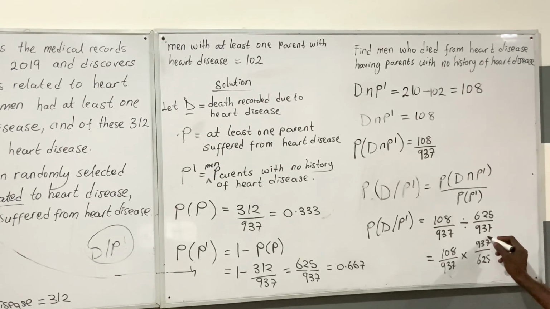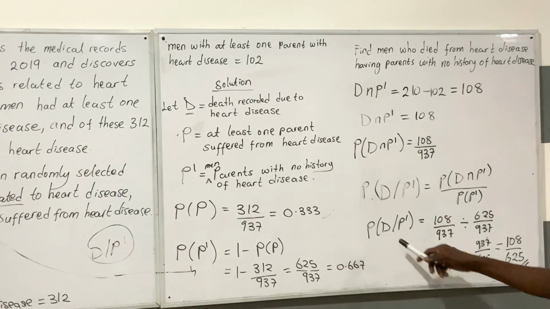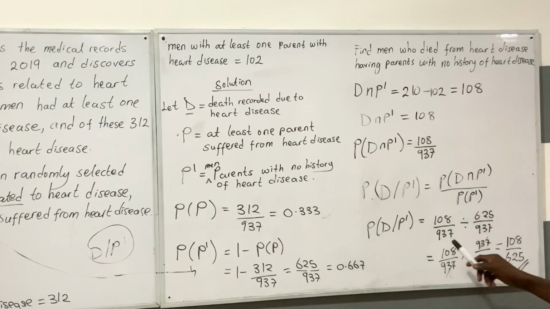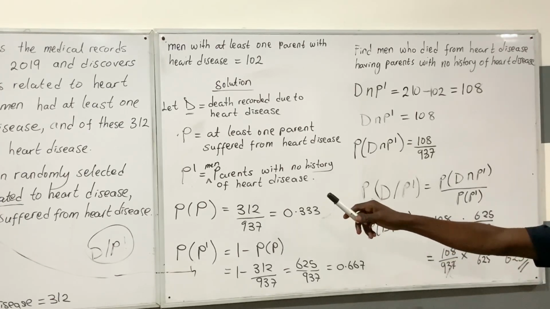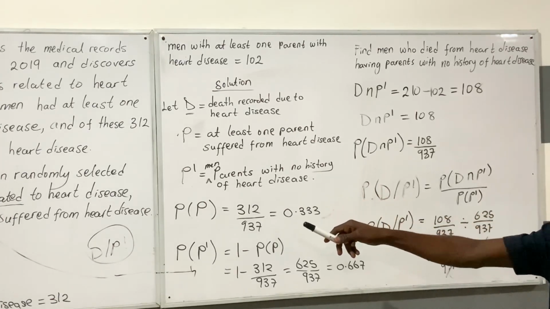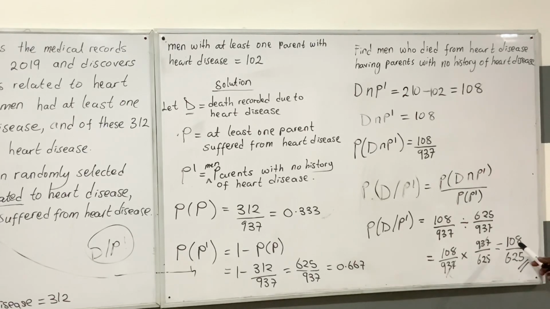This now cancels this. When we multiply this, what do we have? The answer is giving us 108 over 625. And that is our final answer. Okay, so this is what they are looking for. This is the probability of death that were recorded, given that neither of his parents suffered from heart disease. We are having 108 over 625.